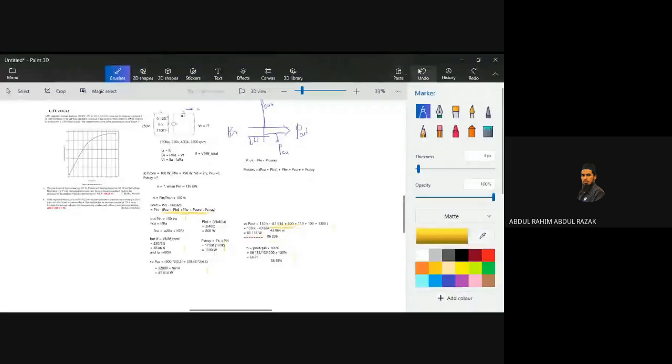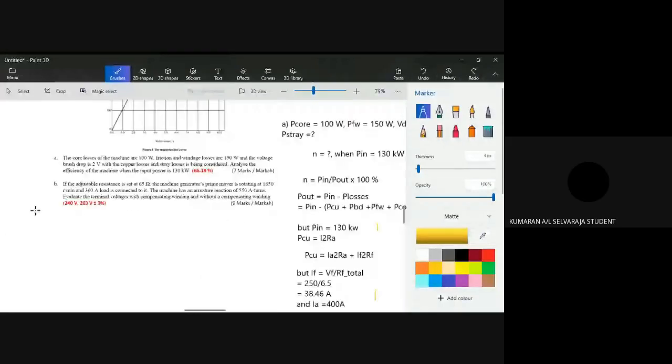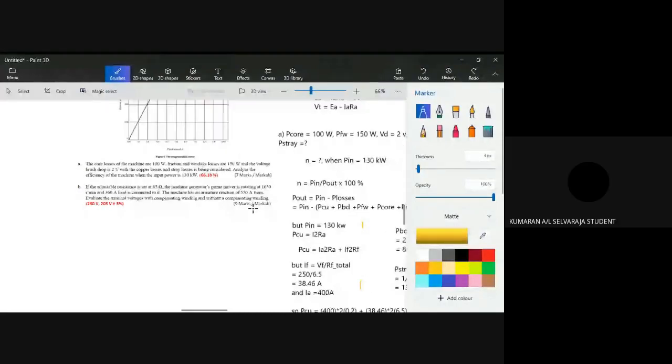Okay, soalan bahagian ni. Bahagian A. Sir, time kira IF tu kan, kita, R total tu, R adjustable tu kita assume 0 lah sir.